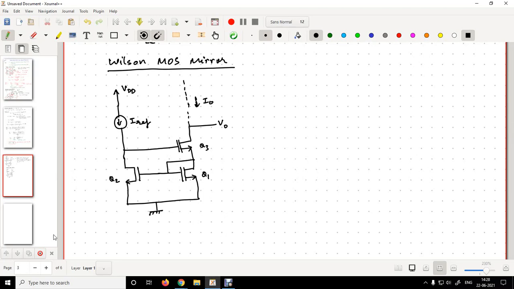If you look at this, there is a difference between the drain source voltages, VDS, of Q1 and Q2. So what I do is add another transistor here, so as to remove this offset. Okay, so I will draw the modified version here.